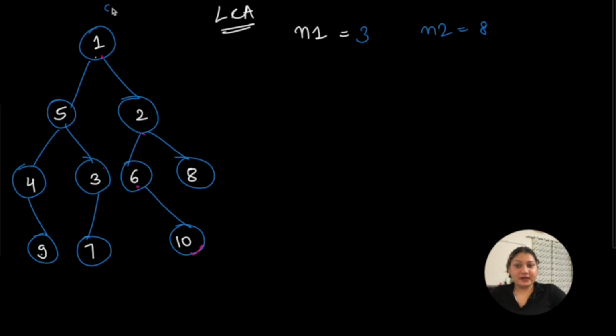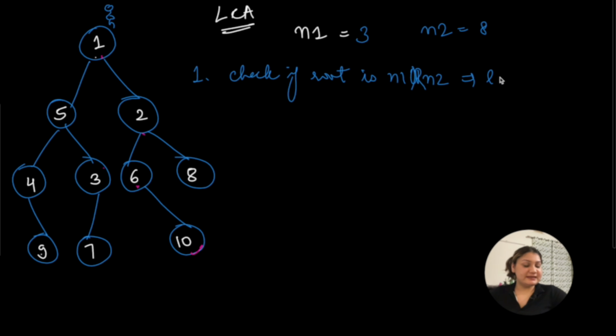So how do we start? We'll always start from the root node. At root, we will first check if that is equal to n1 or n2. That means these themselves have a parent-child kind of relationship. In that case, that root node would be the LCA. So the first step would be to check if root, or wherever we are, is n1 or n2. If it is, then LCA is this root itself. That is the base case kind of situation.